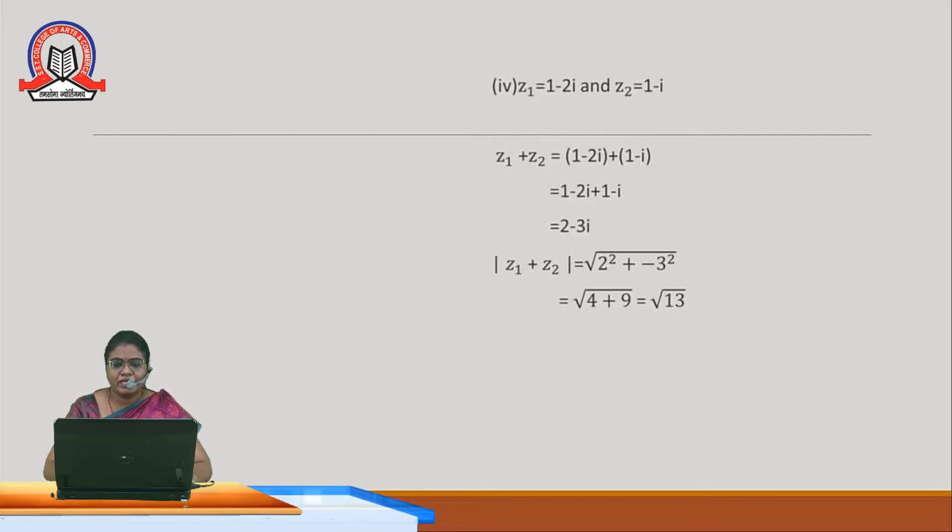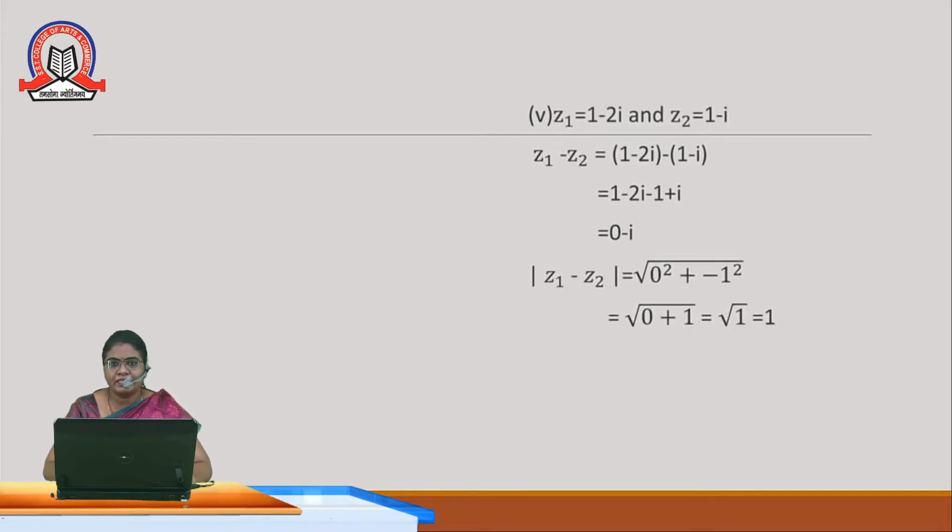Next, when we are adding the two numbers and taking its modulus, we will get the answer like this. Directly adding the real part and imaginary part. So here 1 minus 2i plus 1 minus i. 1 plus 1 is 2, minus 2i minus i is minus 3i. Taking the modulus, root of x square plus y square. So 2 square is 4, minus 3 square is 9. Therefore, adding this value, we will get root 13.